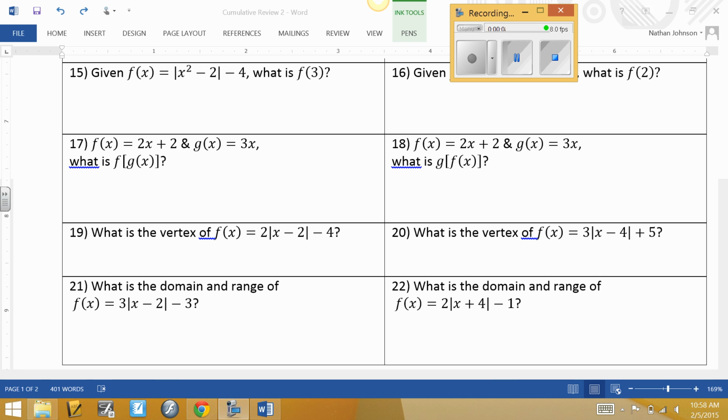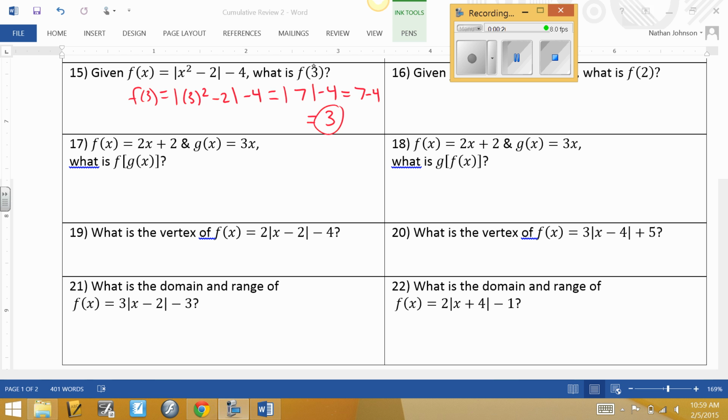We're asked to find the value of the function when x equals 3 on problem 15. And from last time, you remember, this always just means go to the function, and wherever there's an x, let's put a 3 in its place. So this one works out pretty simply.